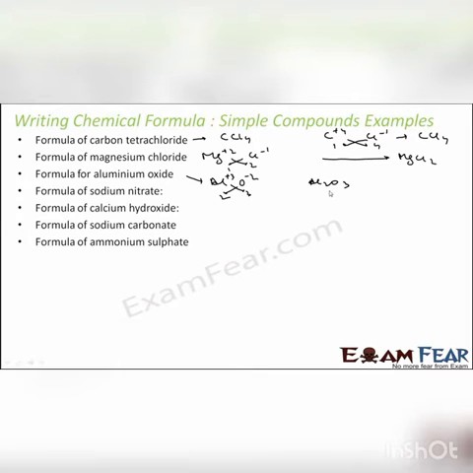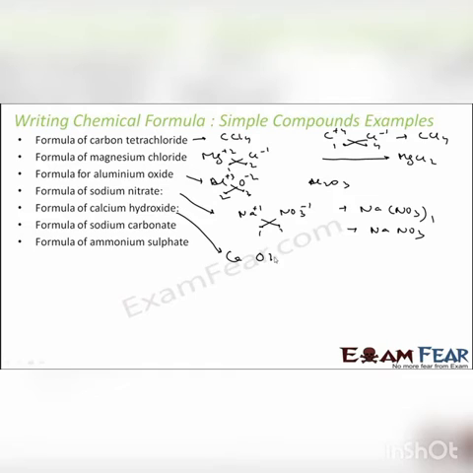It becomes Al2O3. Sodium nitrate. Sodium plus 1 charge, nitrate minus 1 charge. This becomes Na, NO3 with the braces, 1 here. But since it is just 1, you can actually remove the braces. Calcium hydroxide, calcium OH, minus 1, plus 2. This becomes 1, this becomes 2. This is calcium. OH is a polyatomic ion, Ca(OH)2.